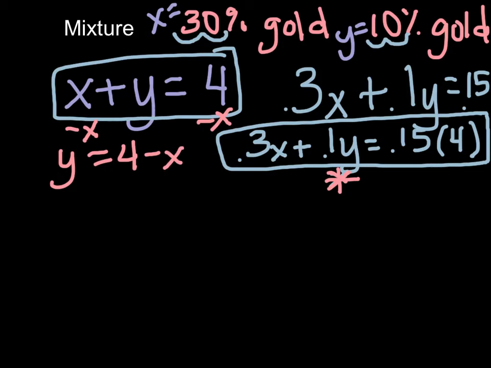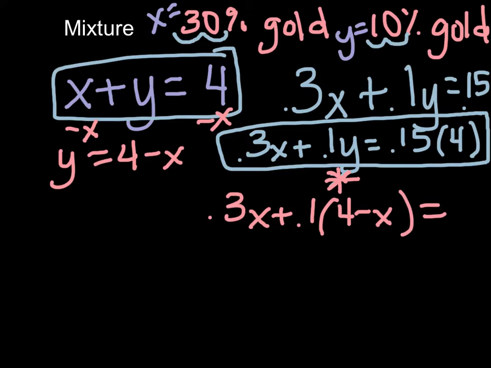Then I'm going to substitute. So what I get is 0.3x plus 0.1 times 4 minus x is equal to, I'm going to jump ahead, 0.15 times 4 is 0.6. All I did was simplify this part right here. Okay, then I need to distribute.